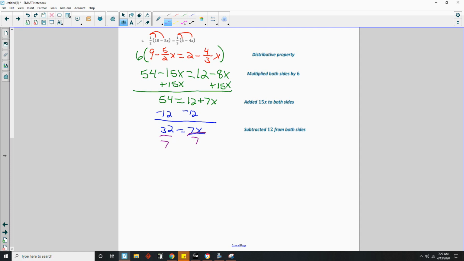Oops, 54 minus 12. There's another mistake there. Hang on. 4 minus 2 is 2. 5 minus 1 is not 3. 5 minus 1 is 4. So it's 42 divided by 7 is 6. These cancel, and I get x. So my solution set is the set containing 6. And that last step was divide both sides by 7, or the division property of equality.